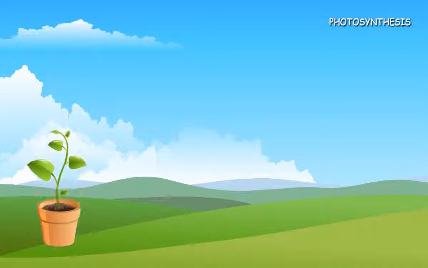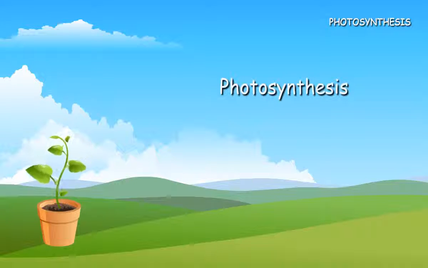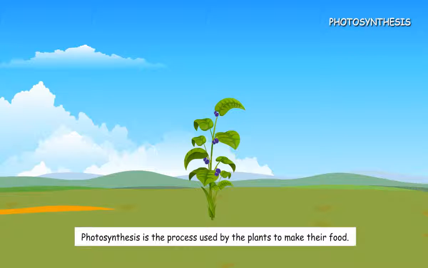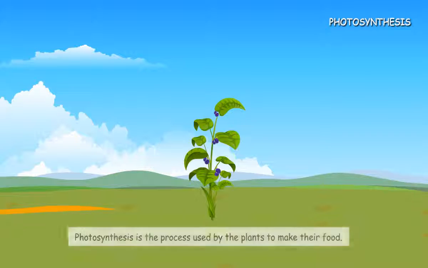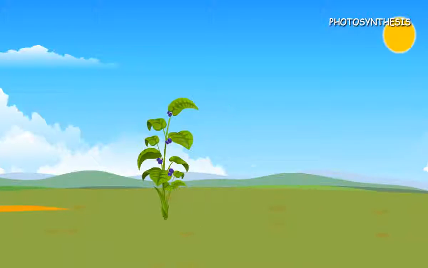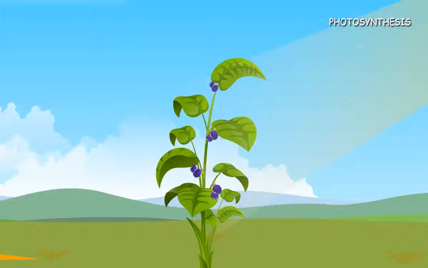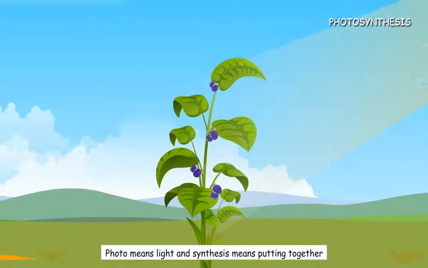The process of photosynthesis, by which plants make their own food. Photosynthesis is the process used by plants to make their own food, or in more complex terms, it is the conversion of light energy into chemical energy by plants. This chemical energy is used by the plants for growth and nourishment. Photo means light and synthesis means putting together in Greek.